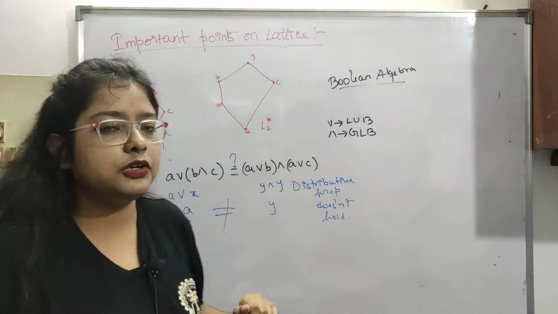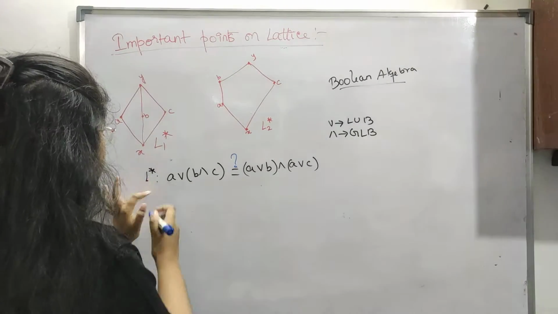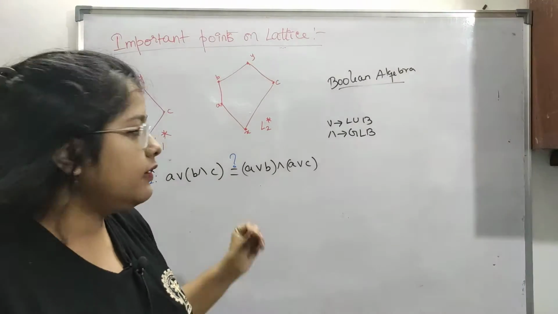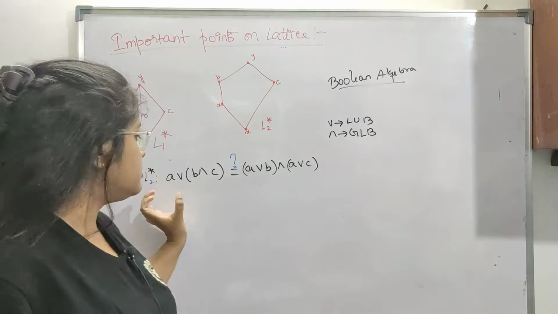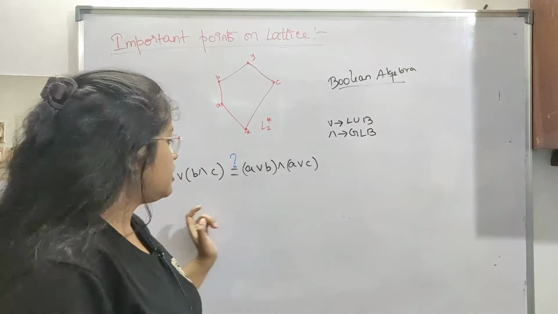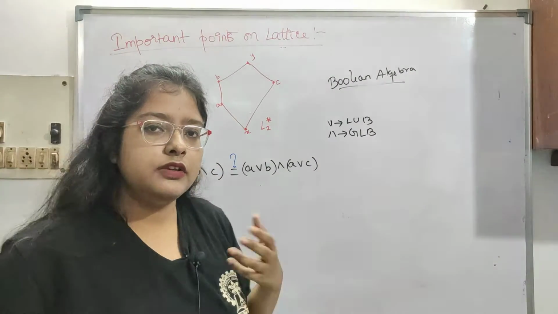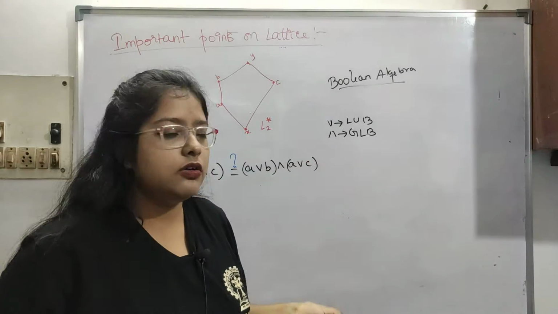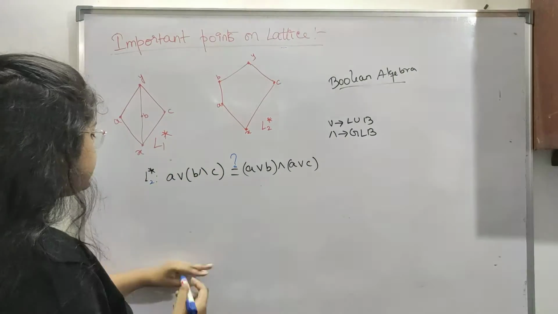I will do L2 star now. I hope you have made this note somewhere. Now let's see L2 star. Same thing, we have to check if the distributive law holds, so I will check the LHS and RHS. If it is true, then we say the distributive law holds here, or else we say it is false.